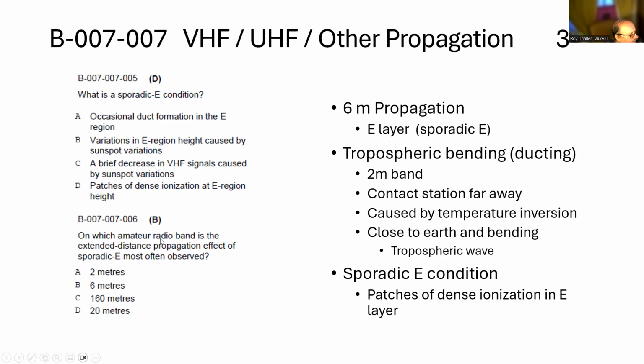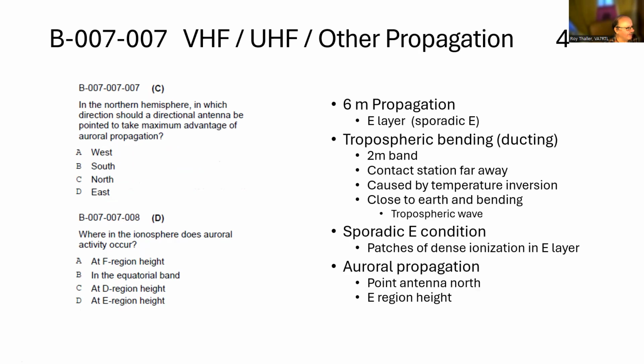For which amateur band is the extended distance propagation effect of sporadic E most often observed? And that's usually the 6 meter band. So B is the correct answer. In the northern hemisphere, in which direction should a directional antenna be pointed to take maximum advantage of auroral propagation? So here you're looking at the northern lights, and because we're above the equator, you want to point that to the North Pole. So C is the correct answer.